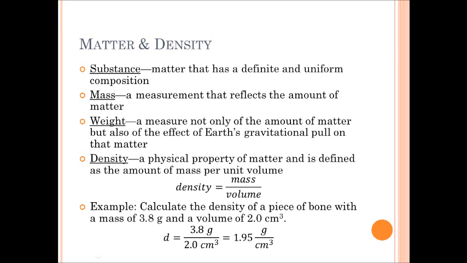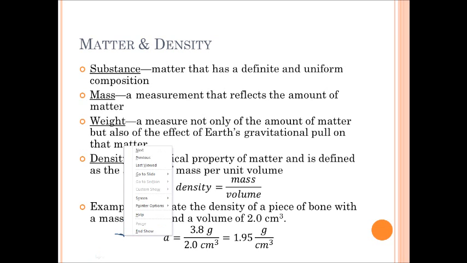Another way to talk about or describe a substance is its density, and this is how much mass there is per unit volume. And again, this is a formula that will be given on your midterm. So density is equal to the mass divided by the volume. So an example would be: calculate the density of a piece of bone with a mass of 3.8 grams and a volume of 2.0 centimeters cubed.